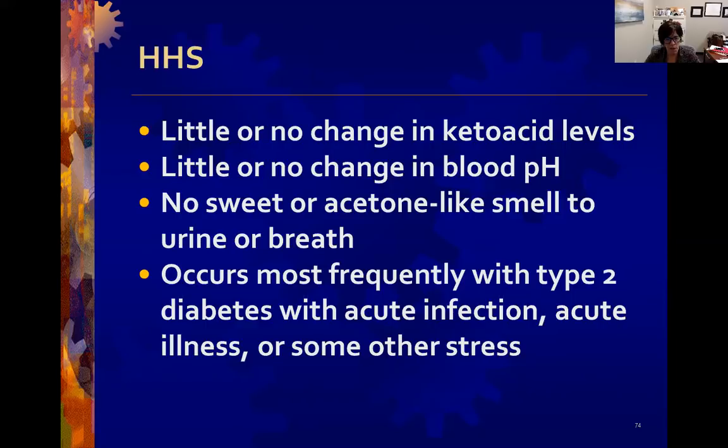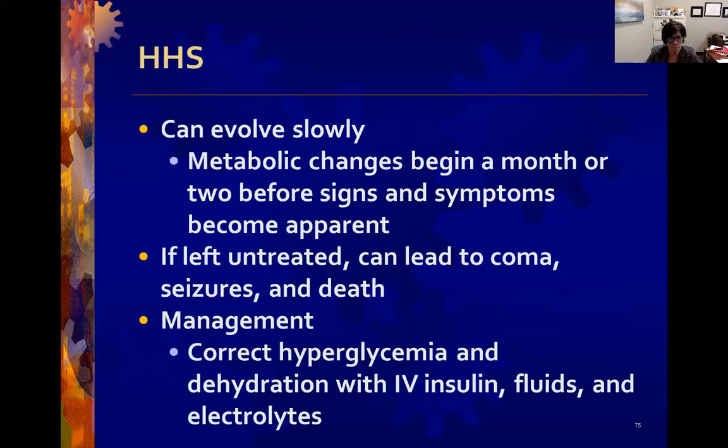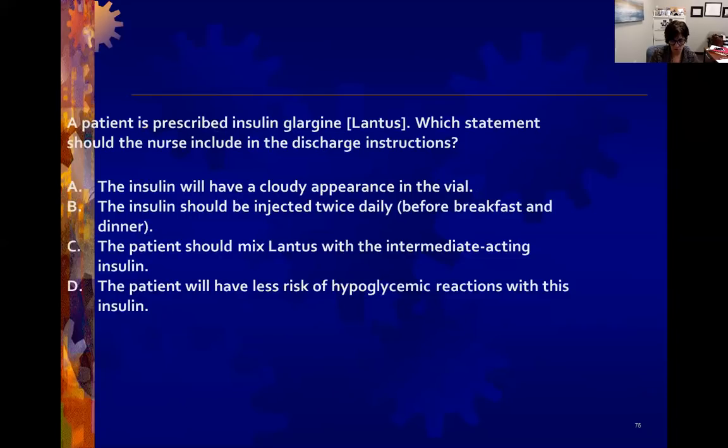It occurs most frequently with type 2, usually with an acute infection or some other stress. And it usually evolves slowly. We see this with the elderly. So changes could begin a month or two before signs become apparent. If it's left untreated, it can lead to a coma or seizures. So you want to correct the hyperglycemia and the dehydration. So you're usually giving IV insulin, fluids, and treating any electrolytes that are off.